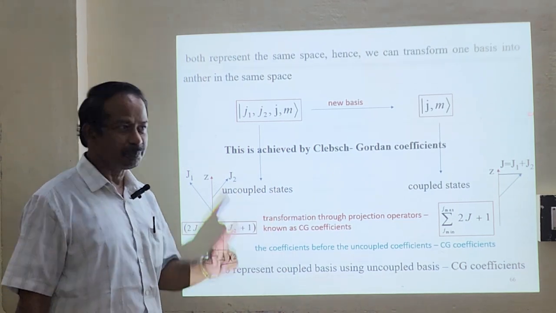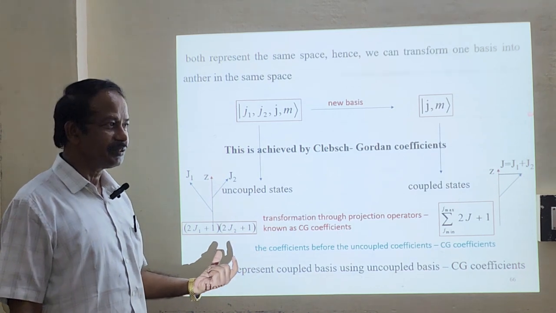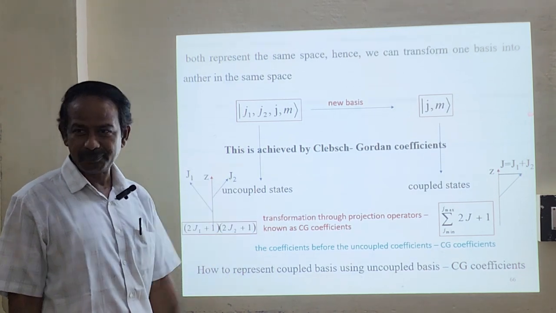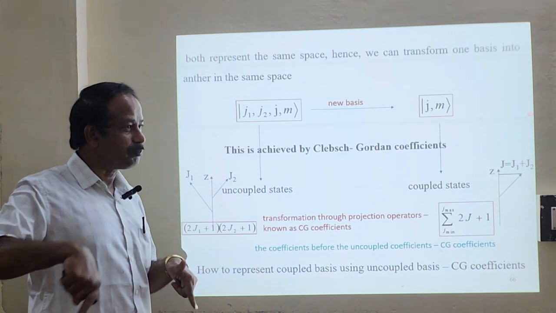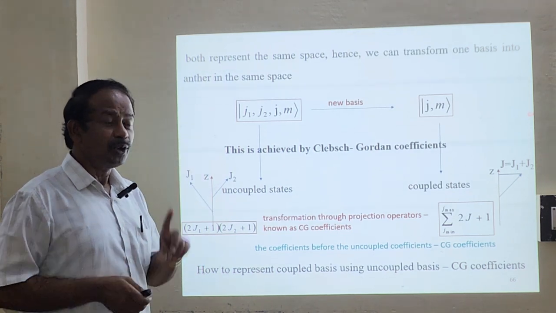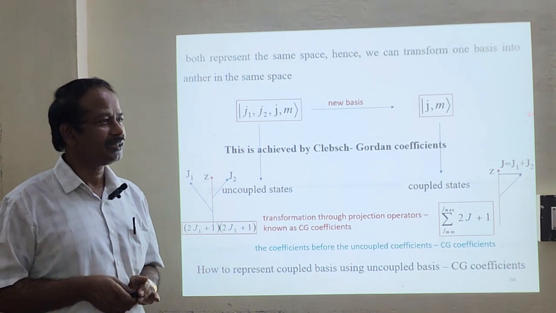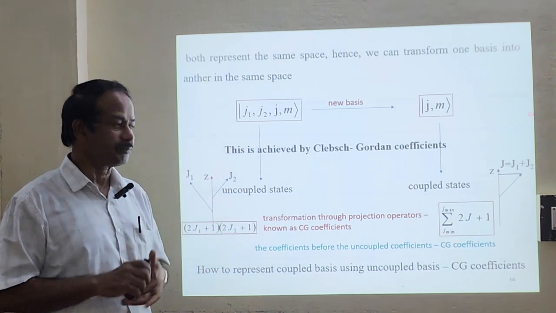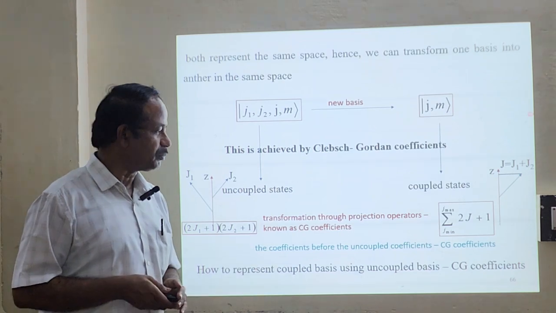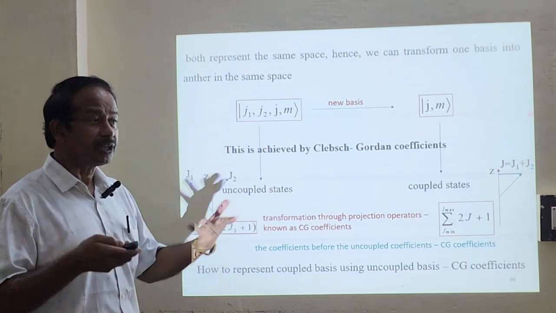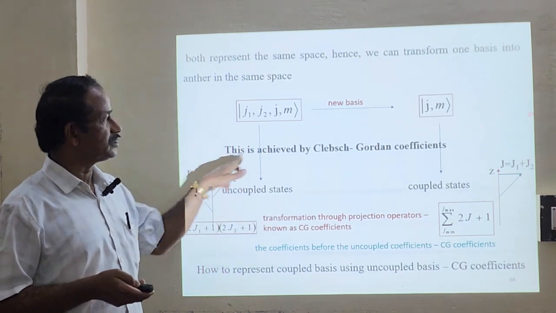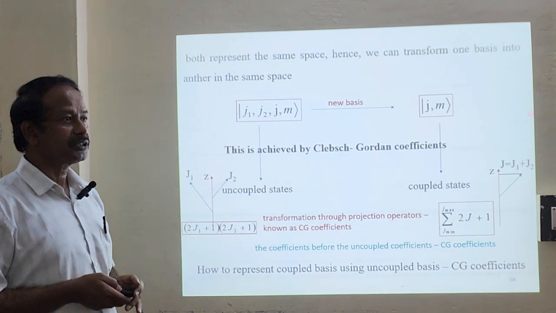We are going to look at one small problem. So we can conclude that both the bases should be the same. From uncoupled to coupled, the basis will be the same. The only thing is your quantum numbers will change. We are going to have only different quantum numbers. So how to represent the coupled basis using the uncoupled basis? What we call Clebsch Gordan coefficients. So this is achieved by Clebsch Gordan coefficients.